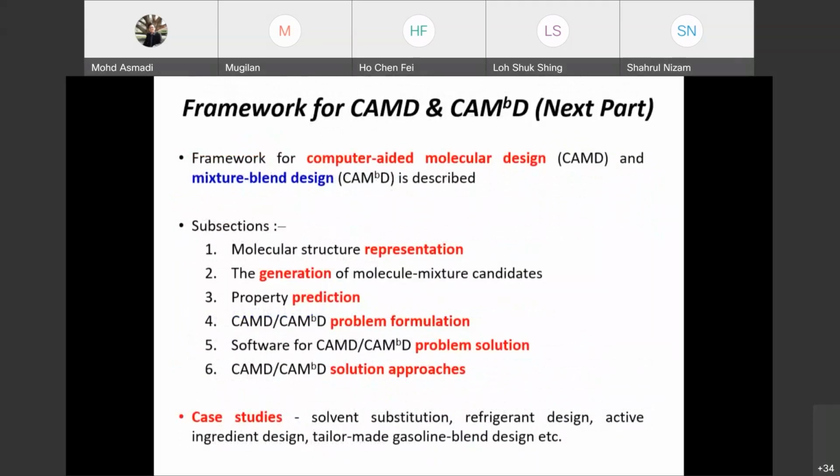So let's do the activity. I think this is just a framework for the CAMD. I will explain it in detail in the next part. CAMD and CAMBD: usually for molecules we use CAMD, and CAMBD is for mixture blends. There is a framework, step by step, on how to use this CAMD: how to generate, how to predict, and some software. And the case study is at the end of this chapter, so we will do the case study.